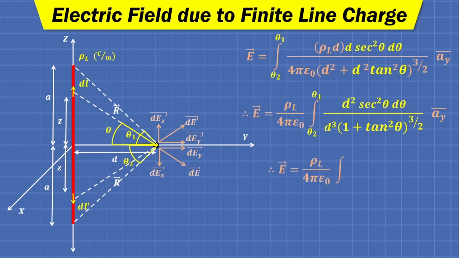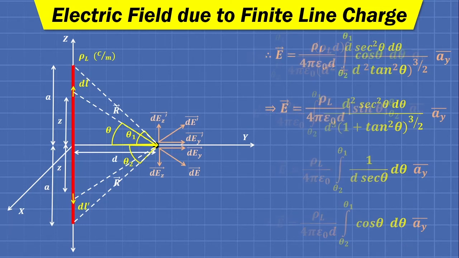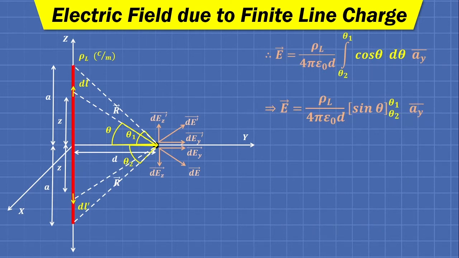So simplifying further, we will have 1 upon d sec theta d theta, keeping d as a constant, and 1 upon sec theta equals cos theta. Then the integration part will be considerably simplified after taking variable manipulation. So this is the benefit of variable manipulation in the integration process. So now E bar can be considered as an integration of cos theta, which is nothing but sin theta. Lower limit is theta 2 and upper limit is theta 1.